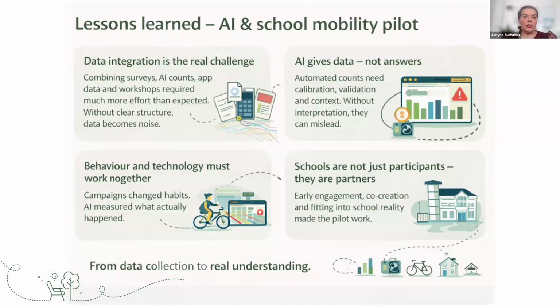Third, behavior and technology need to work together, because campaigns can influence habits, but AI shows what actually happens in reality, and you need both perspectives. And finally, schools are not just participants, they need to be partners in our project. Early engagement, cooperation with our stakeholders, and fitting into the school context made a big difference for the success of the project and for changing the students' behavior.